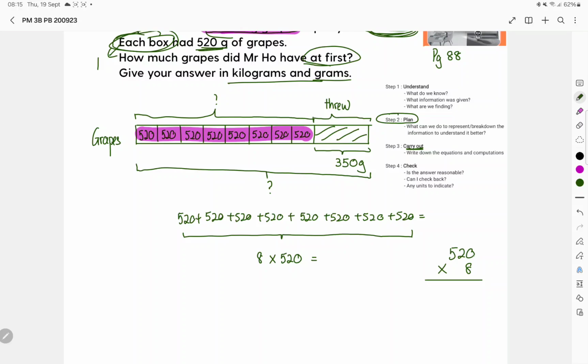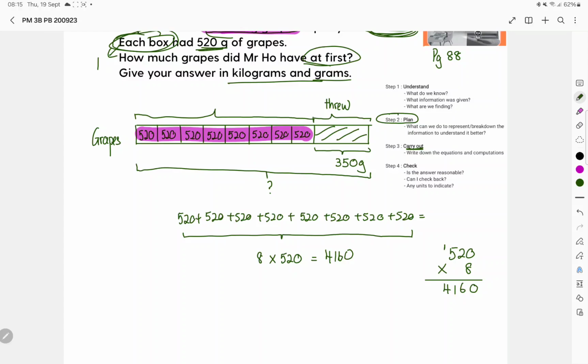So 8 times 0, you have 0. 8 times 2, you have 16. 8 times 5, you have 40. You add 1, you have 41. So you have 4,160. And you need to add in whatever he threw away.